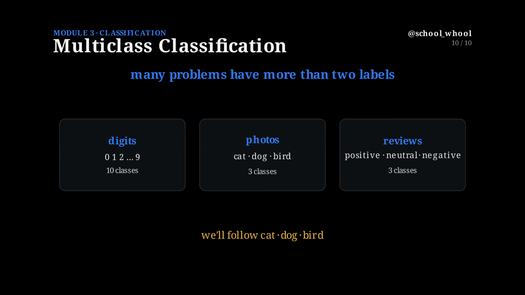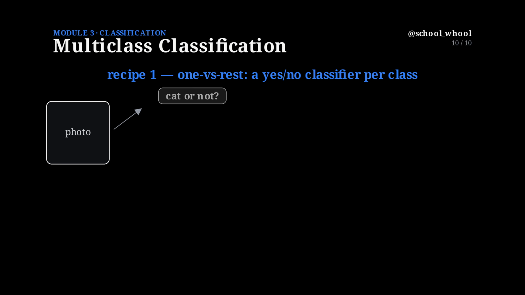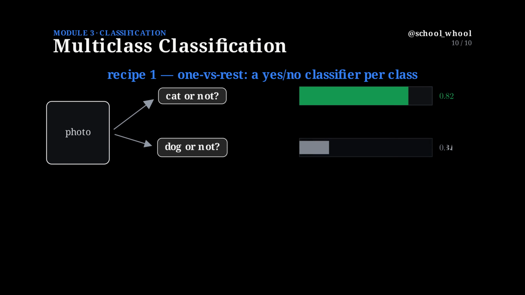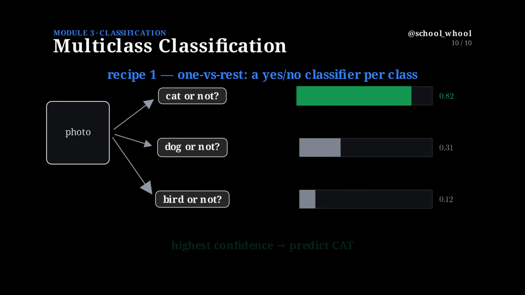The first recipe is one versus rest. We train a separate yes or no classifier for each class. One asks cat, or not. Another asks dog, or not. A third asks bird, or not.